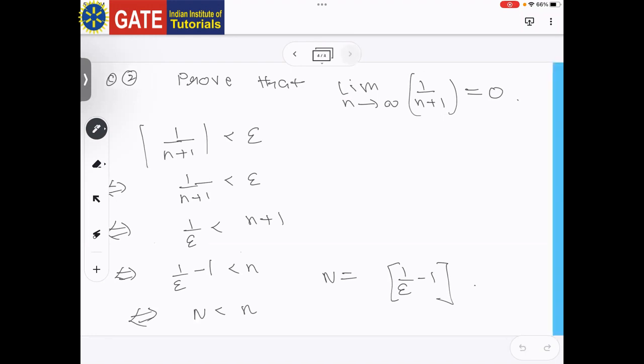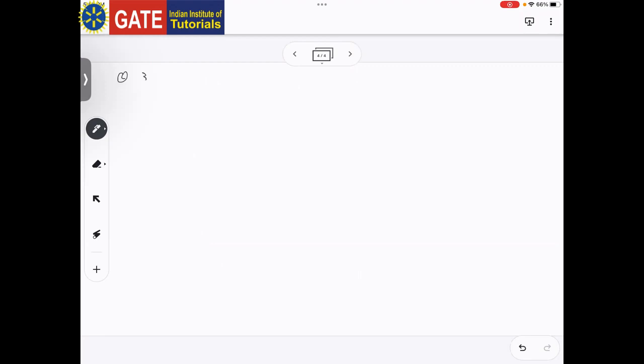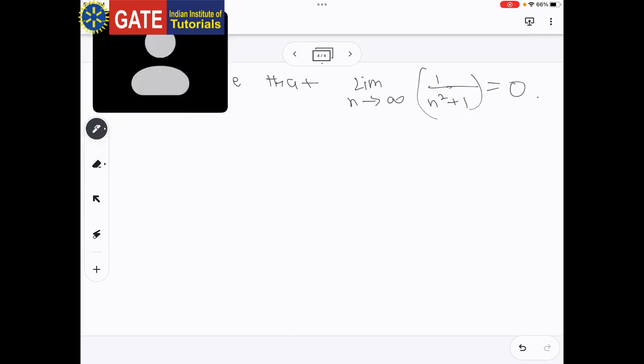Example 3. Prove that limit n tends to infinity of 1 by n square plus 1 is equal to 0. So try this one.